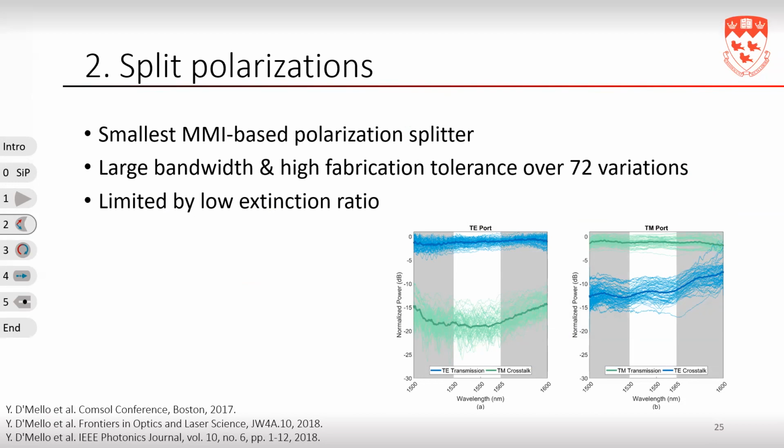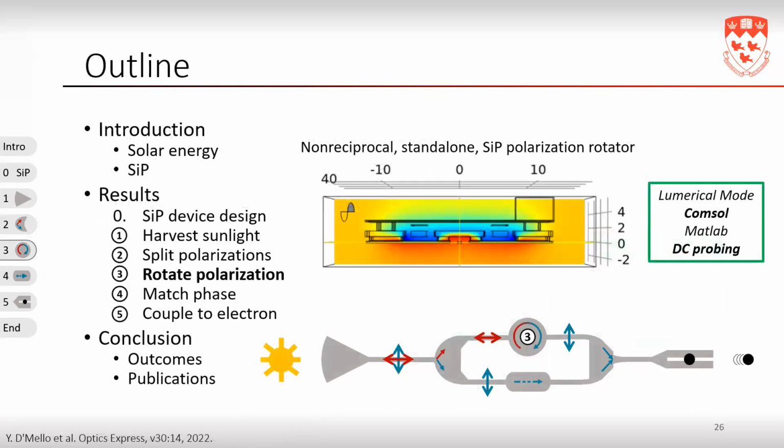Now that I've shown you how to split modes based on their polarization, let's try to rotate the polarization of one of the branches. For this purpose, I wanted to design a non-reciprocal standalone silicon photonic polarization rotator. Now, previous designs of polarization rotators were not commercially viable. Essentially, they used magneto-optic materials, which require post-processing steps after the silicon photonic fabrication step is done. Or they require an external magnetic field, which is simply not deployable in the real world.